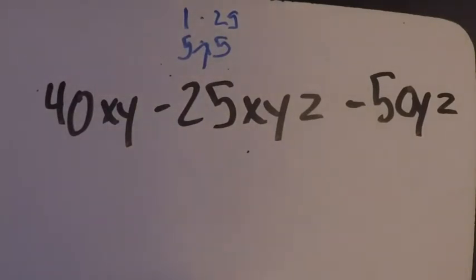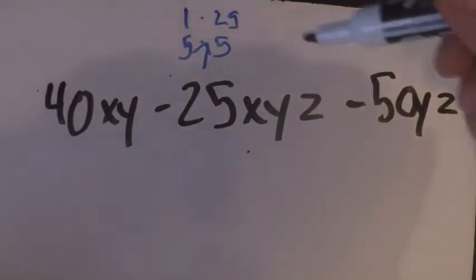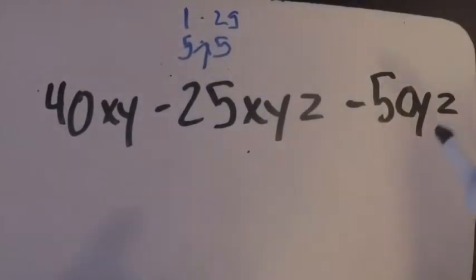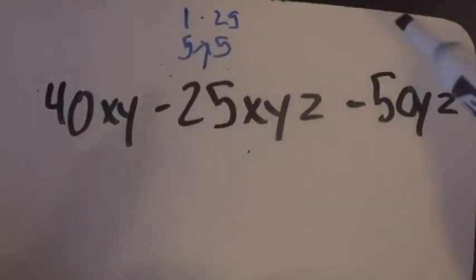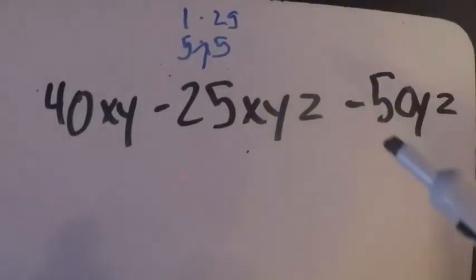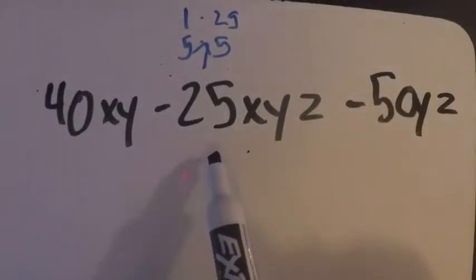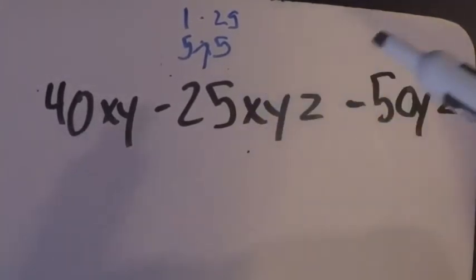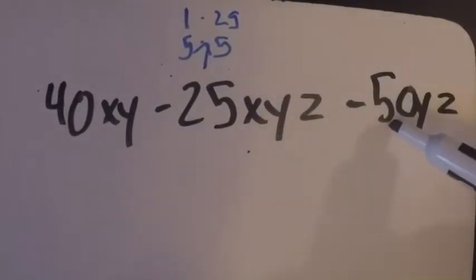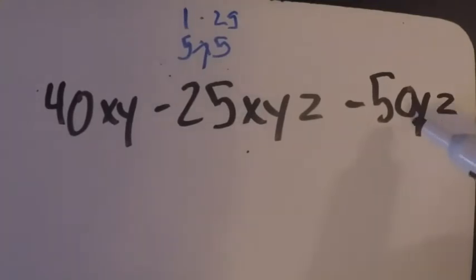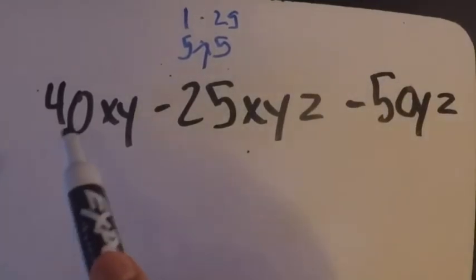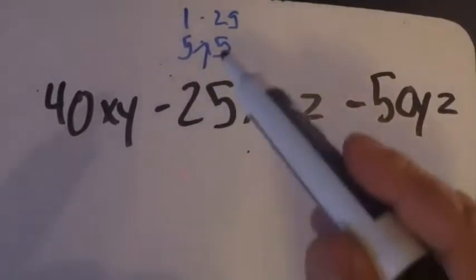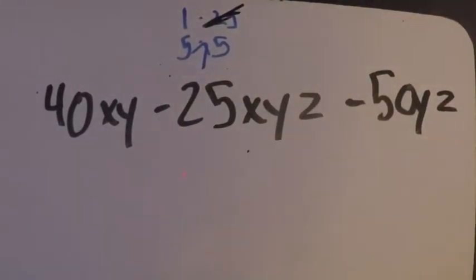At this point, we want to see what is the biggest one of these factors that goes into all three terms. So 25 is the biggest number. Let's see, does 25 go into each one? 25 goes into 25 one time, so it works for that one. 25 goes into 50 two times, so it works for that one. But 25 does not go into 40, so we cannot use 25. Then the only number we have left to try here is 5.